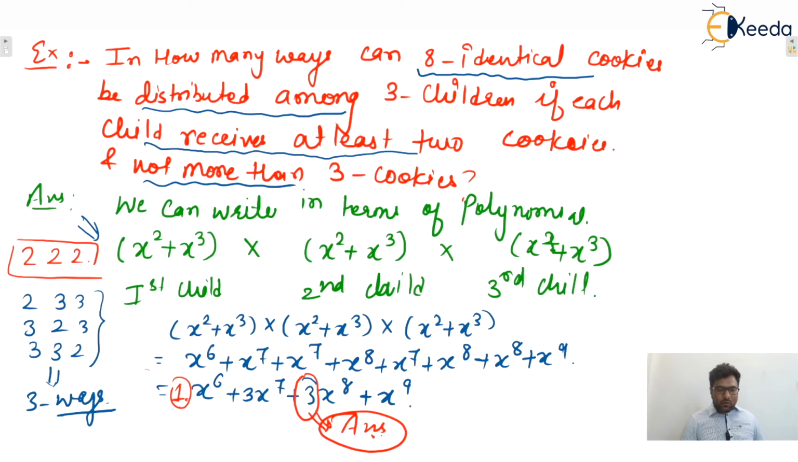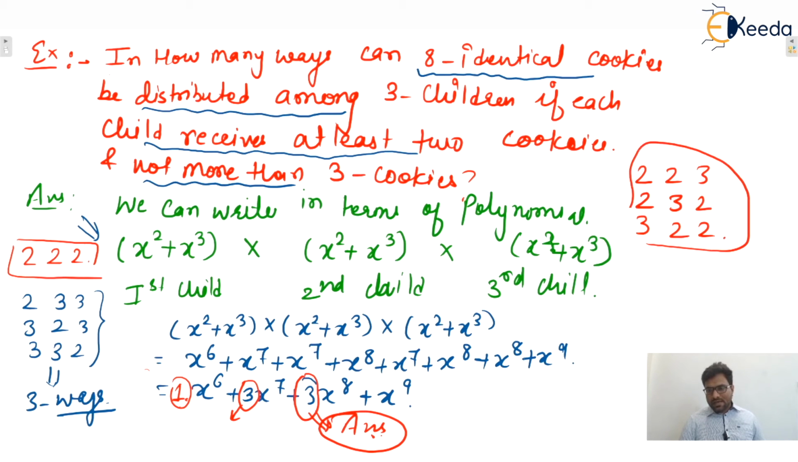For 7 cookies, the answer will be 3. We can distribute 7 cookies in this manner: 2, 2, 3, then 2, 3, 2, then 3, 2, 2. Isn't it? So in this manner, we can change this type of problem into some polynomial, and whatever the coefficient of x raised to power 8 is, that will be the correct answer.